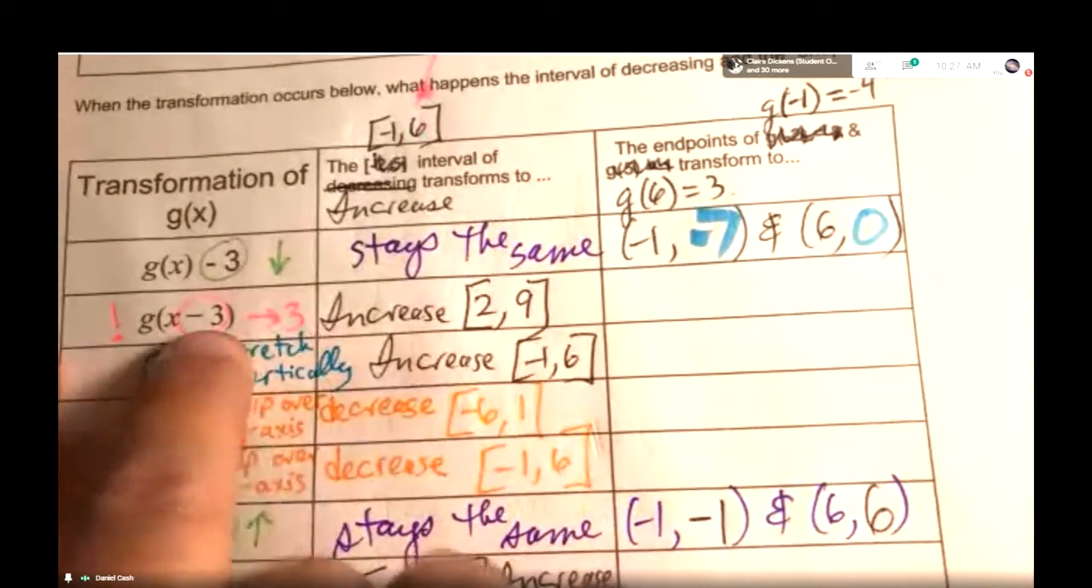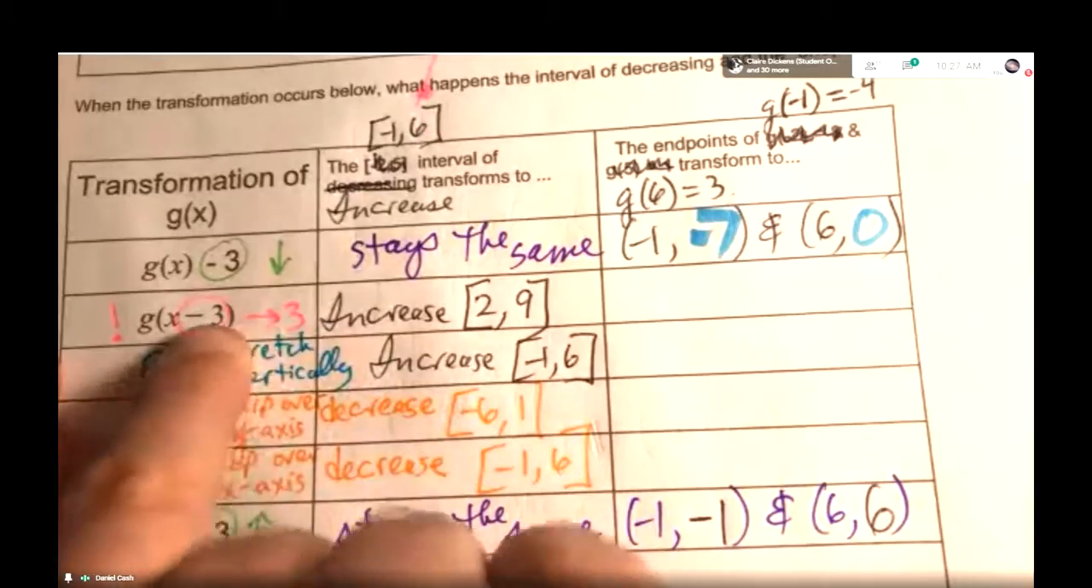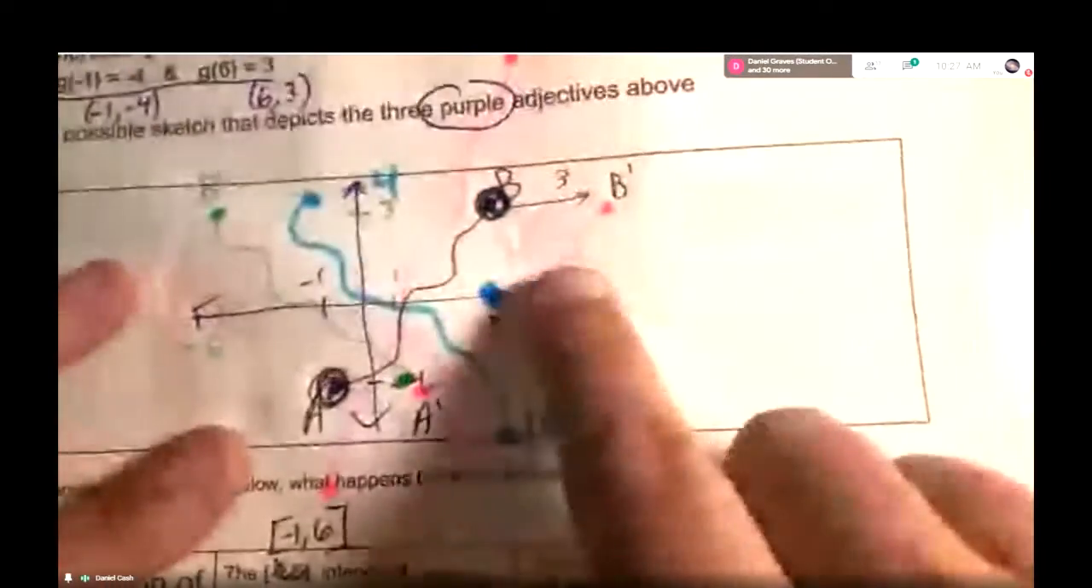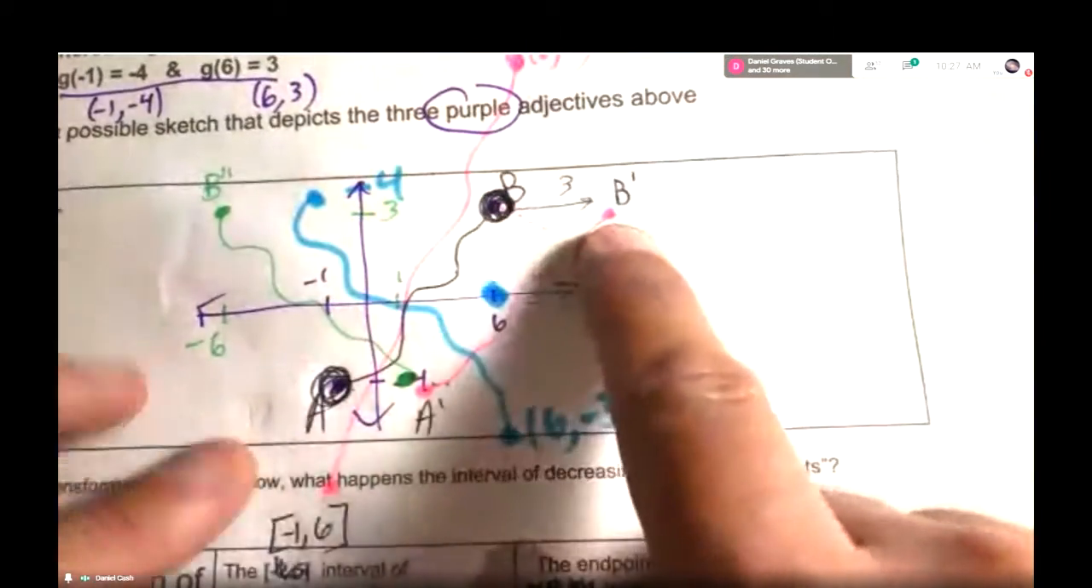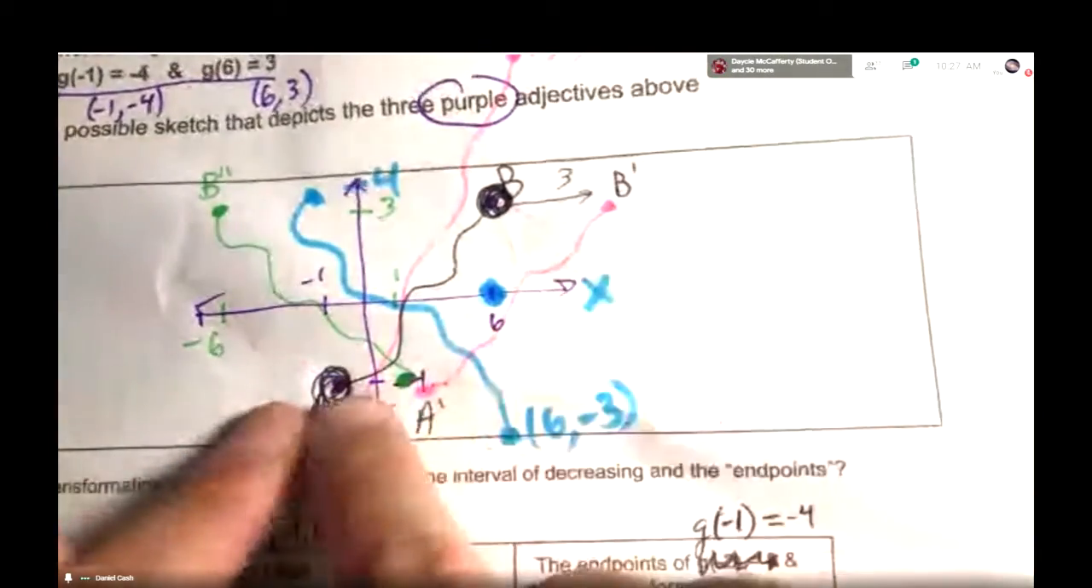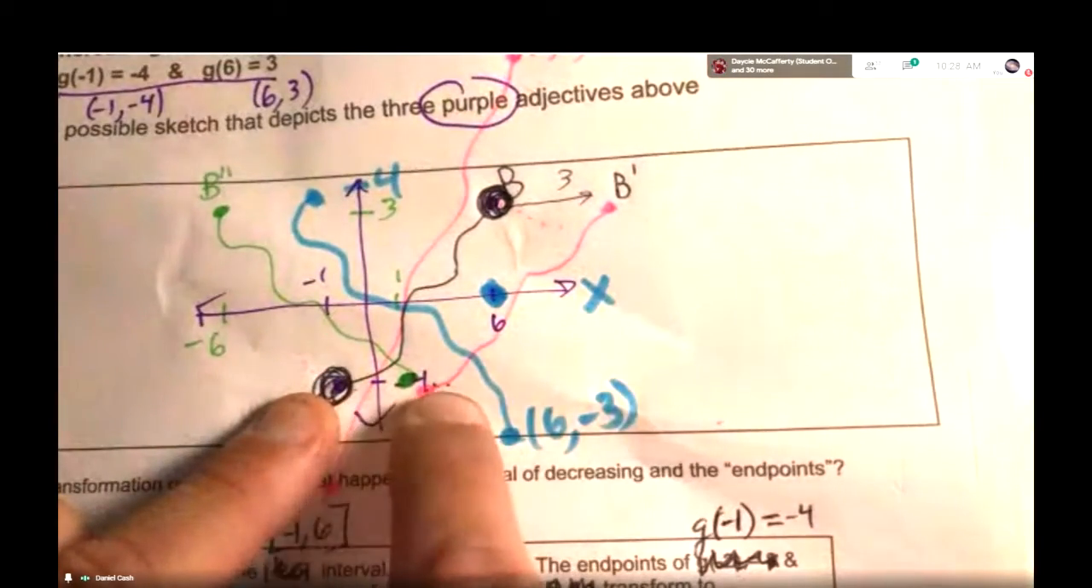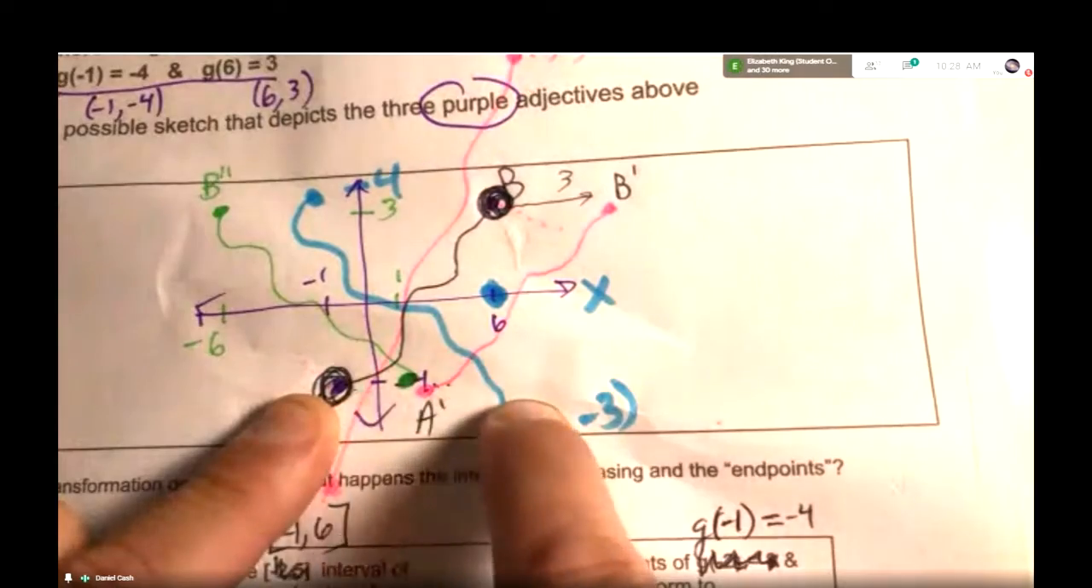All right. So let's go to this one here. This is going to be a change in the x direction because it's moving to the right. So if I take this point here and I move it to the right 3 units, the 6 is going to go to a 9, and the -1 is going to move to a 2 because I moved it 3 units to the right. The y values don't change.